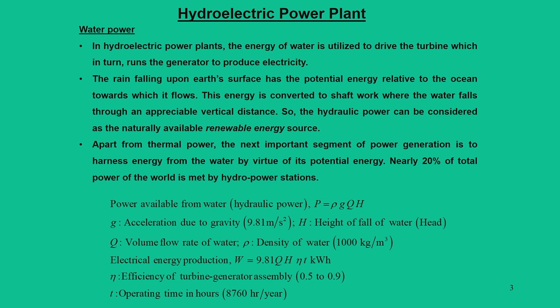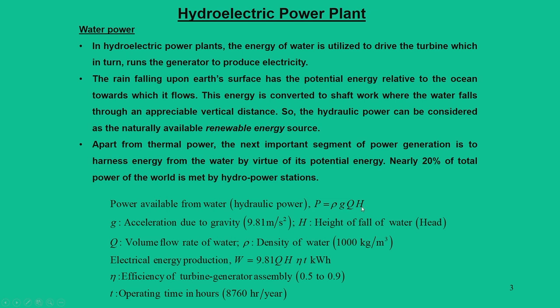What does this mean? If you look at the power available from water, which we normally call hydraulic power, one can write a fundamental equation: power available from water is density multiplied by g, Q and H, that is, the potential head or potential energy available in water. That means we keep some quantity of water at a certain height, and the density of water is 1000 kg per meter cube. If you increase Q or H, then an enormous amount of power can be available from water.